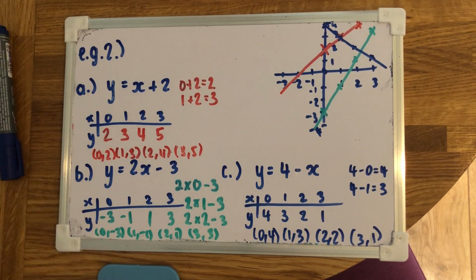Okay, so that's all you need to know about using table of values to work out how to plot linear lines.